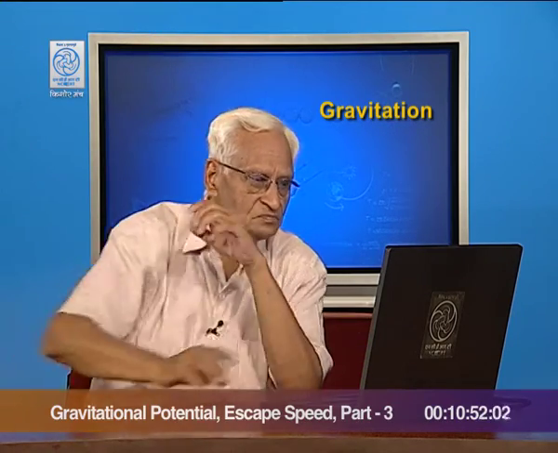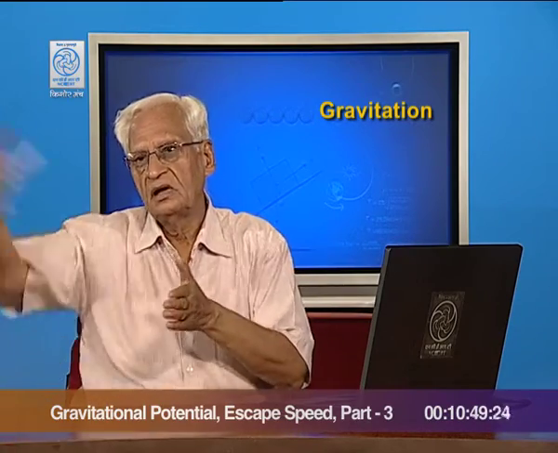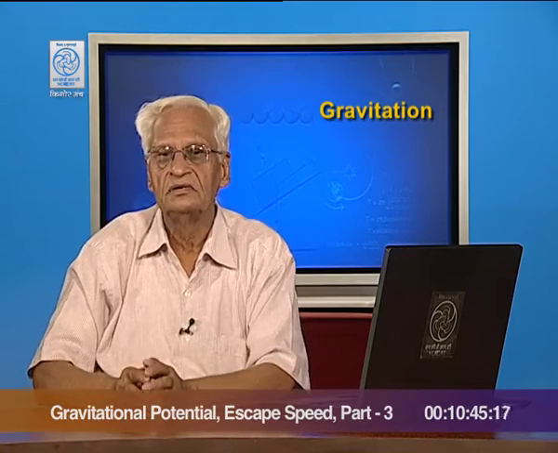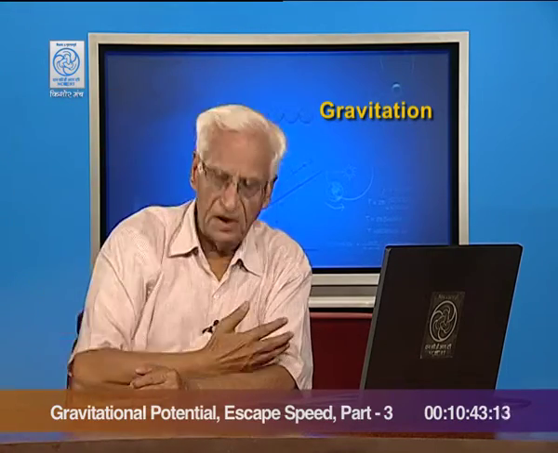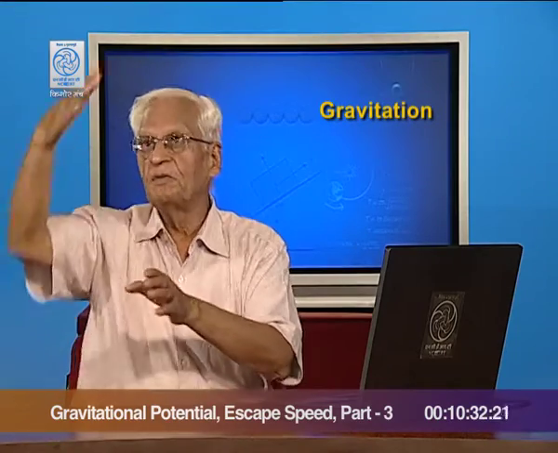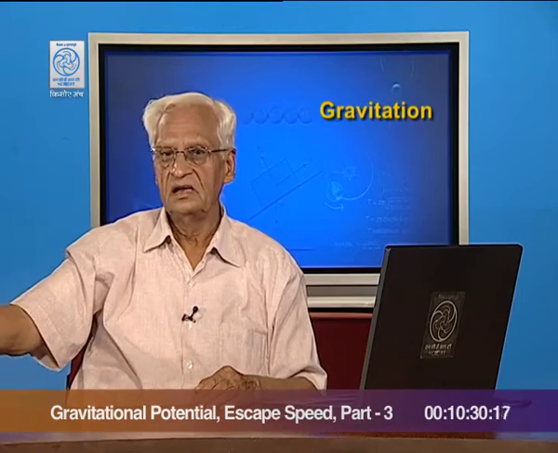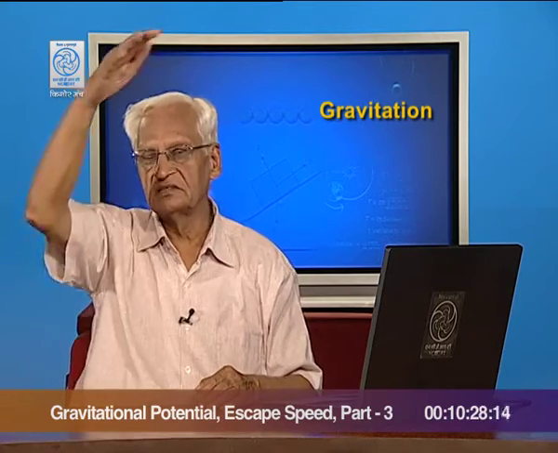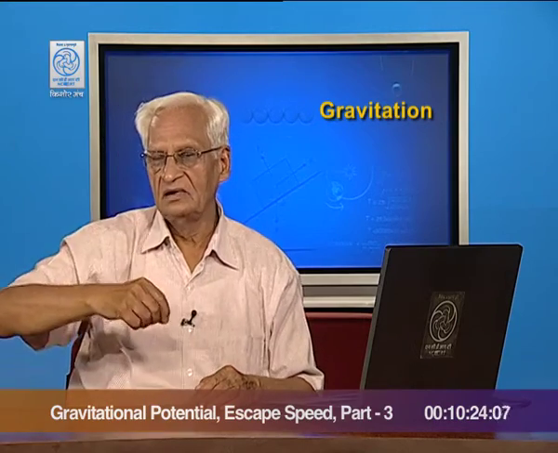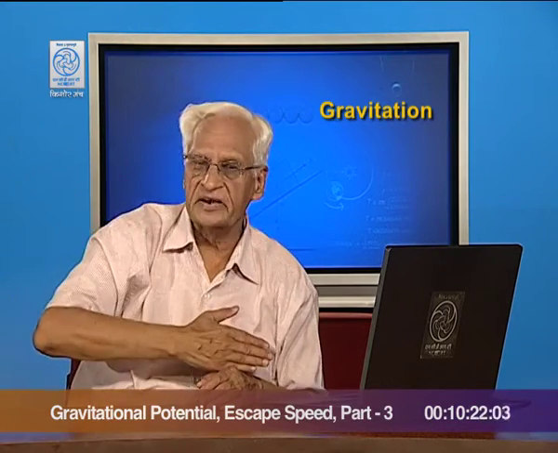This happens. So, if at a finite distance from the earth, where the gravitational field is still active, the speed becomes 0, the particle will be pulled back. However, if the speed of the body becomes 0 just when it escaped the field, it will not be pulled back. Suppose this is the boundary of the earth's field, beyond which the earth's field does not act. If a particle reaches here, it will not be attracted back. If a particle is here, it will be attracted back.